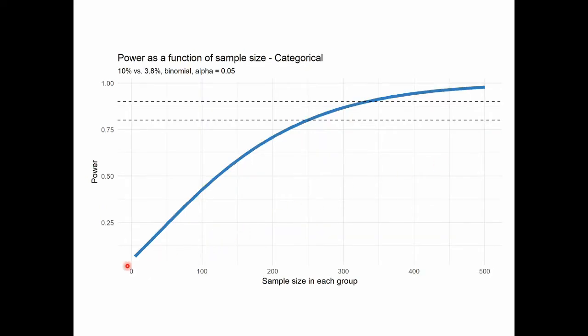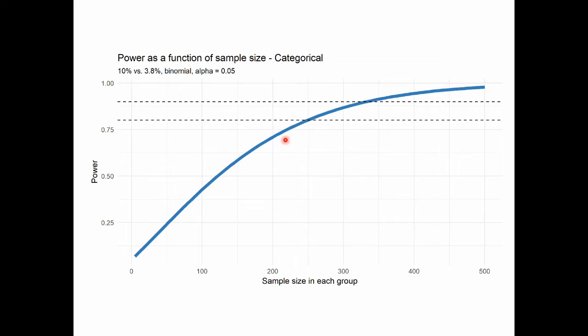Well, now, to detect that same effect, but now reflected categorically instead of continuously, you see a much shallower curve. So here, before, I was just around 60 to get 80% power, 60 people in each group to get 80% power, and now at the same sample size, I don't even have 30% power. In fact, now I've got to get all the way up to 250 people, 500 total patients, where before it was 120, to detect this effect.